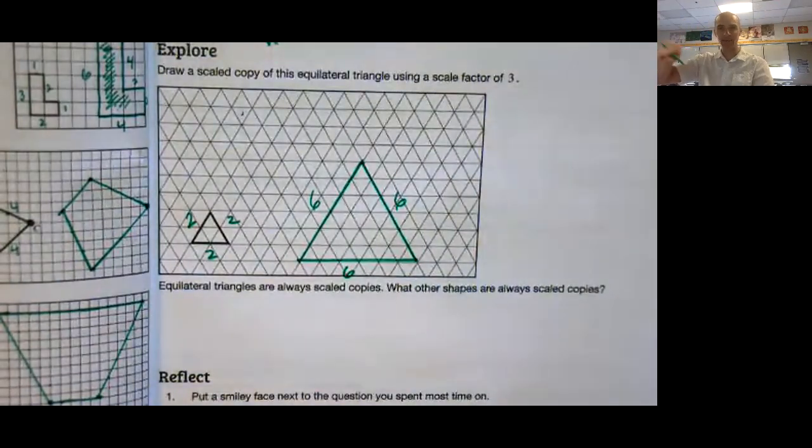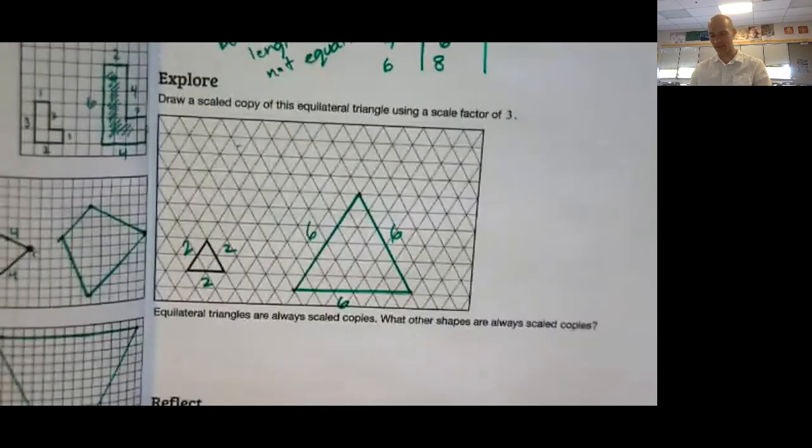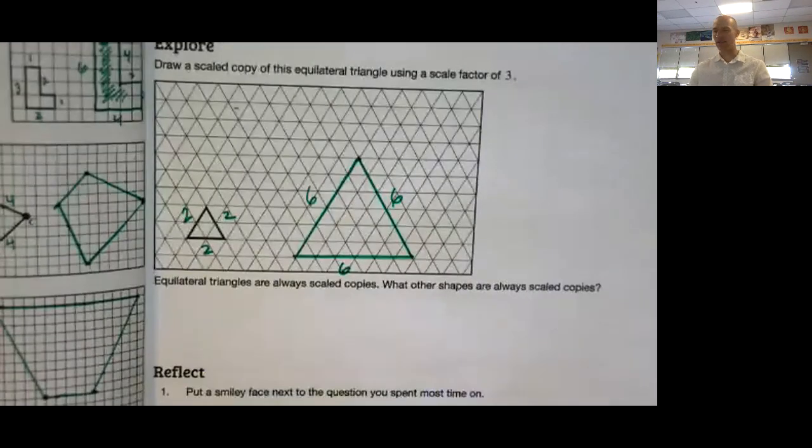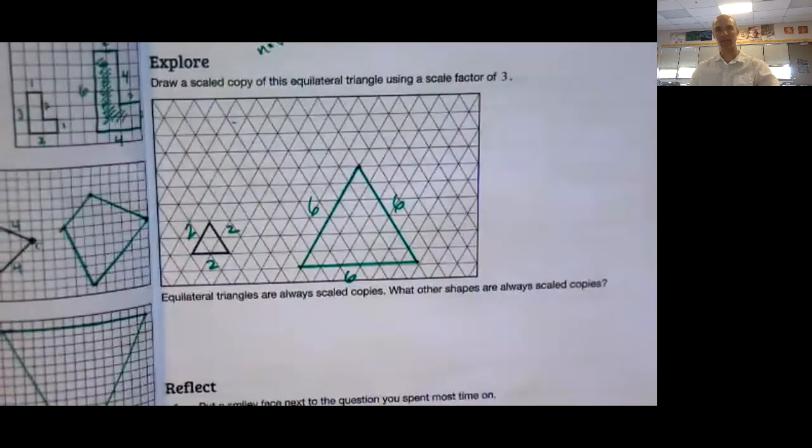I'm giving you a huge hint right now by going like this and going like this. They will always be scaled copies of each other. And so I'm not going to write the answers in there. I'm going to let you think about it and come up with your own answer to put there. All right.